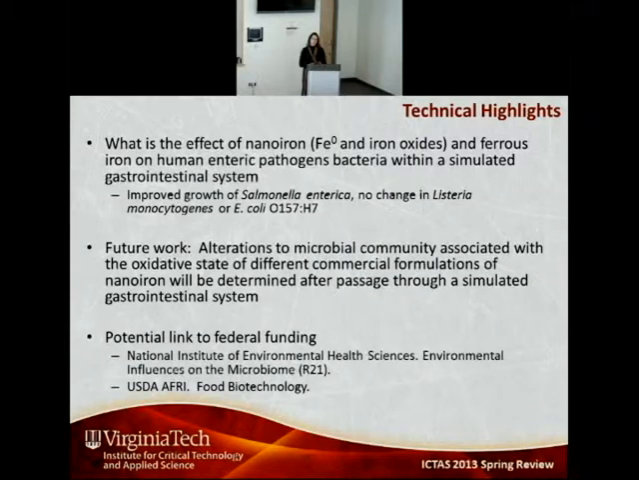And we found that it actually was able to improve the growth of Salmonella enterica. There was no effect on two of the other pathogens that we looked at. But what is particularly troubling is that Salmonella enterica is endemic, and it causes very profound and profuse diarrhea in vulnerable populations. So this suggests that we need to continue to understand ways to deliver this nanoiron.